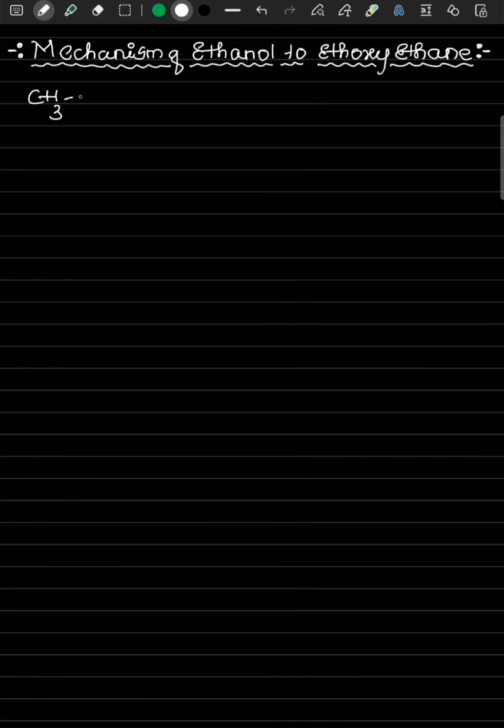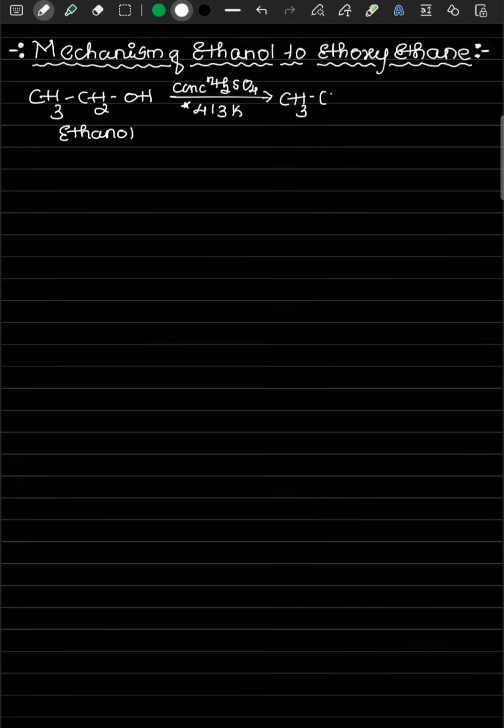Ethanol formula every student knows, that is CH3CH2OH. So this is your ethanol. The same ethanol I am heating with concentrated H2SO4 as a dehydrating agent, at about 413 Kelvin. This is very important. If the same alcohol is heated at 443 Kelvin, then it will give ethene. Whereas the same alcohol when heated at 413 Kelvin will undergo dehydration to form ethoxy ethane. Ethoxy ethane formula you know, CH3CH2OCH2CH3, plus water elimination takes place.